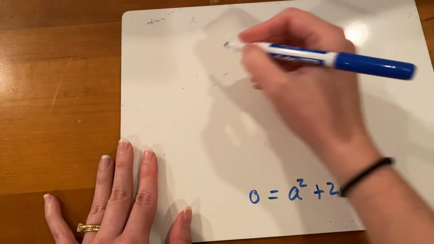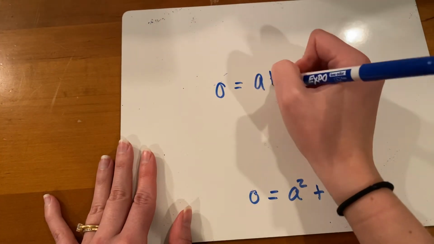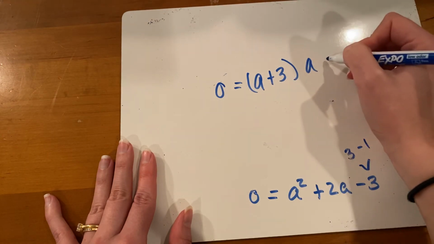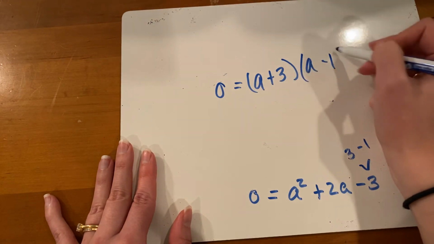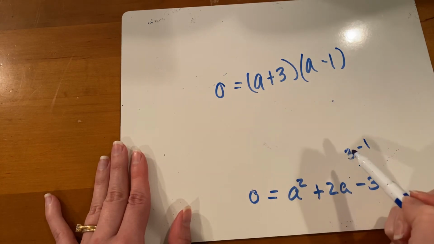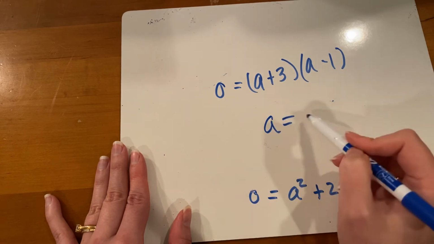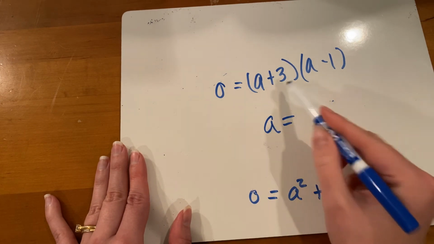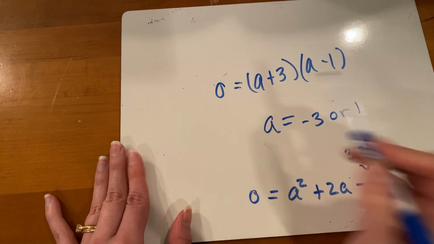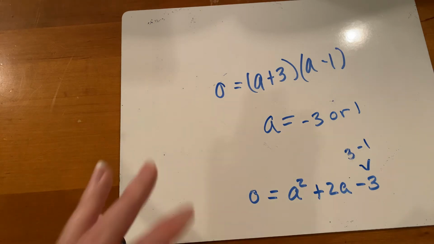So this whole thing factors as 0 is equal to a plus 3 times a minus 1. So what are our values of a now? Set each term equal to 0, and then just state your value. We have a is equal to either -3 or +1 once you add them to the other side. And so now we've solved for our 2 possible values for a.